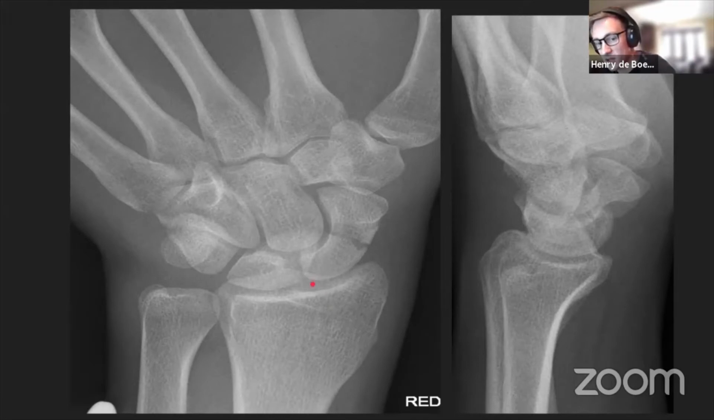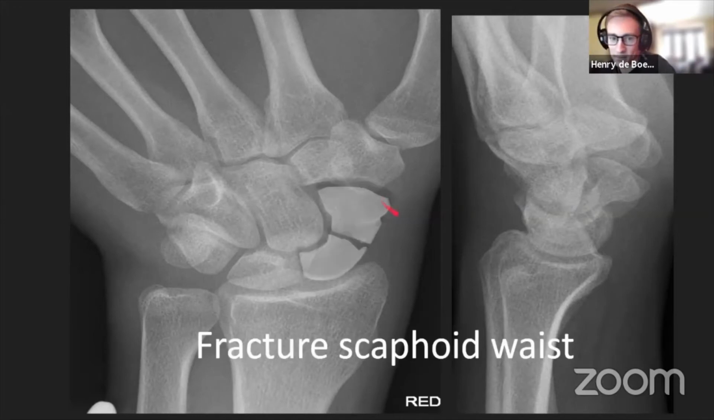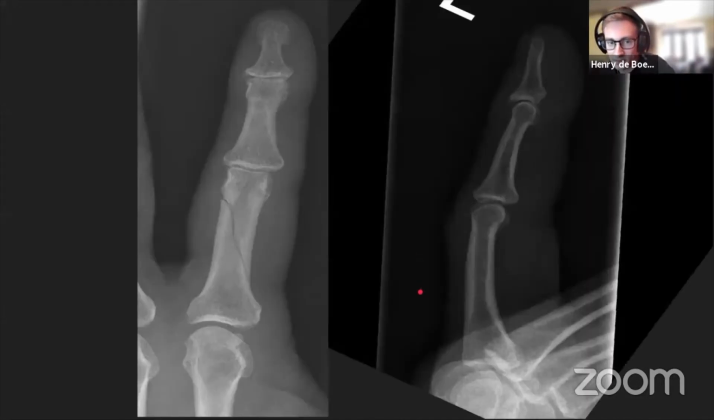There are some centres that, rather than following up with x-ray, would go straight to an MRI scan of the scaphoid, which is really sensitive for scaphoid fractures. But given the availability and cost of MRI in Sheffield, we follow up and treat if we think there's a scaphoid fracture that we're not seeing. So there it is.